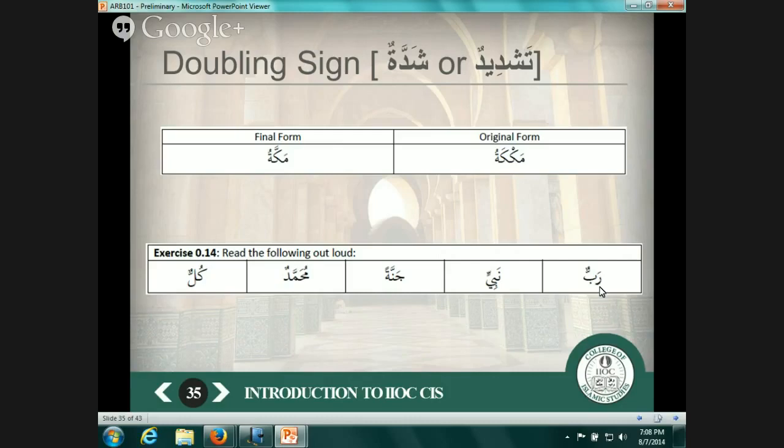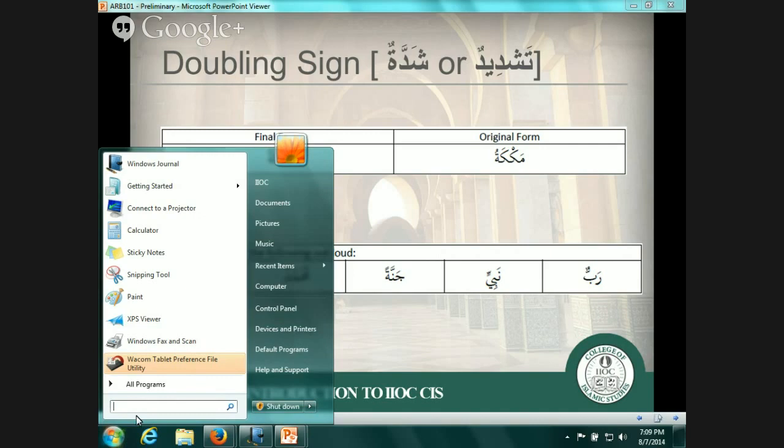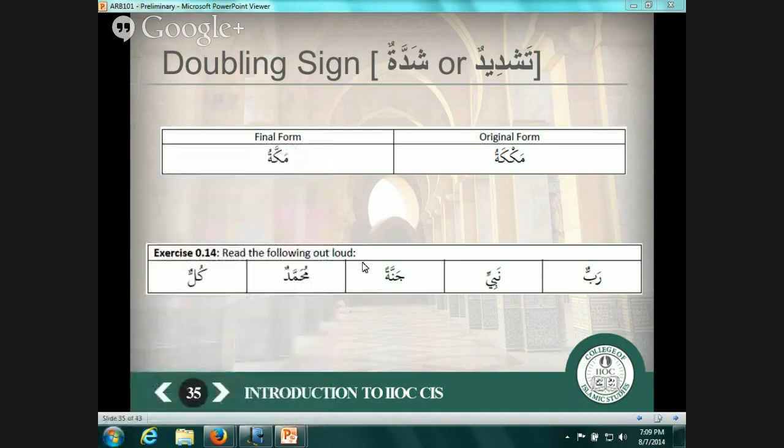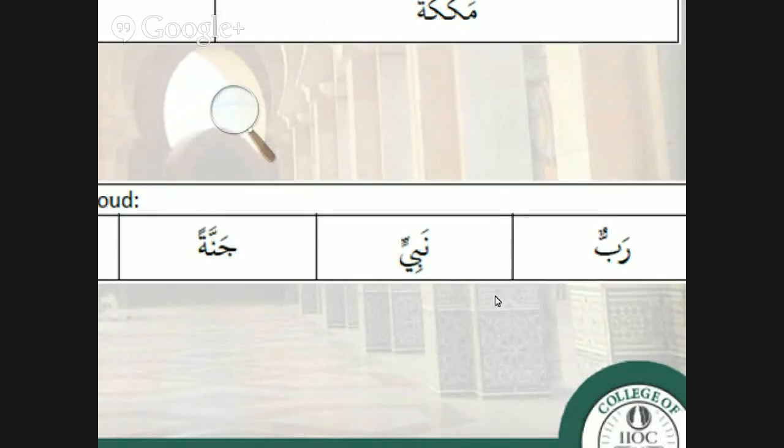Let's try the second one. What? You want to magnify it? Okay, let's magnify. There we go. Now would you have gotten it right? Maybe. All right, let's try number 2. Number 2, say it to yourself. All the different possibilities, combinations that you can think of.